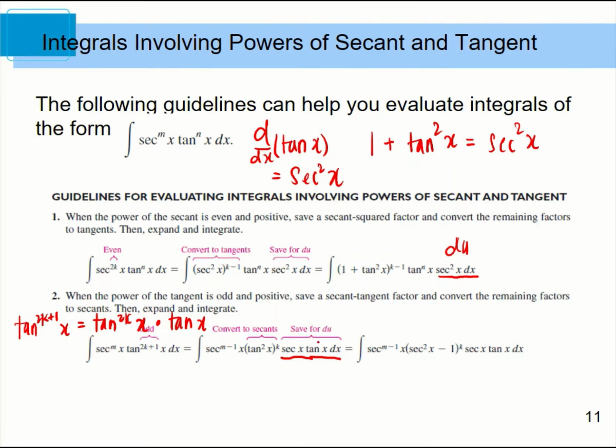Now why do we need to save this one for du? Because when we differentiate secant x, we get secant x tangent x. So this secant x tangent x is the differentiation of secant x. When we integrate, this will reverse back to the secant, so this one is the du. Now, after we break this into tangent to the power of 2k x multiplied by tangent x, furthermore, we change tangent square x to secant square x minus 1 using the same identity as well, and we integrate from here.